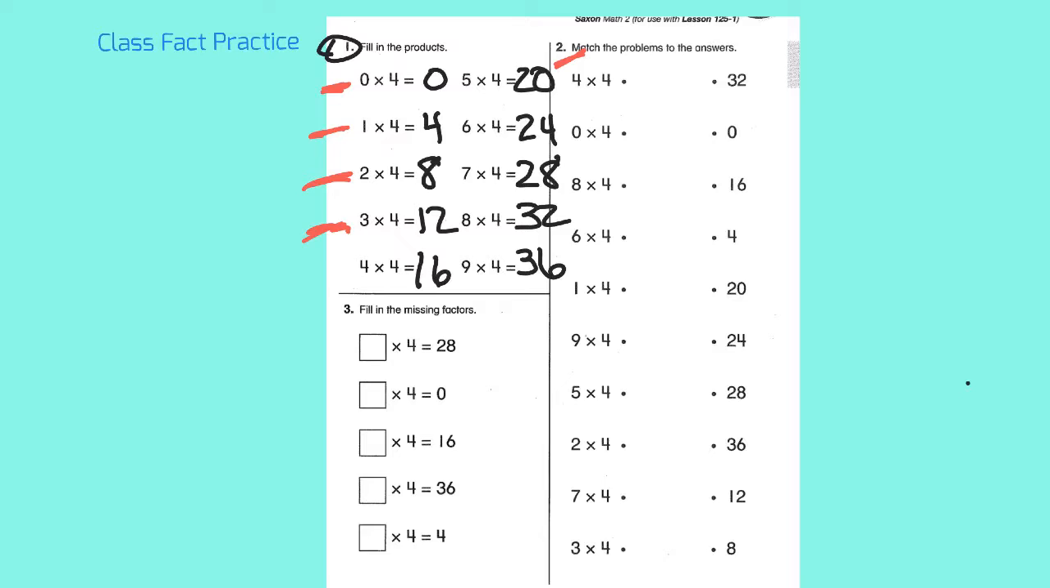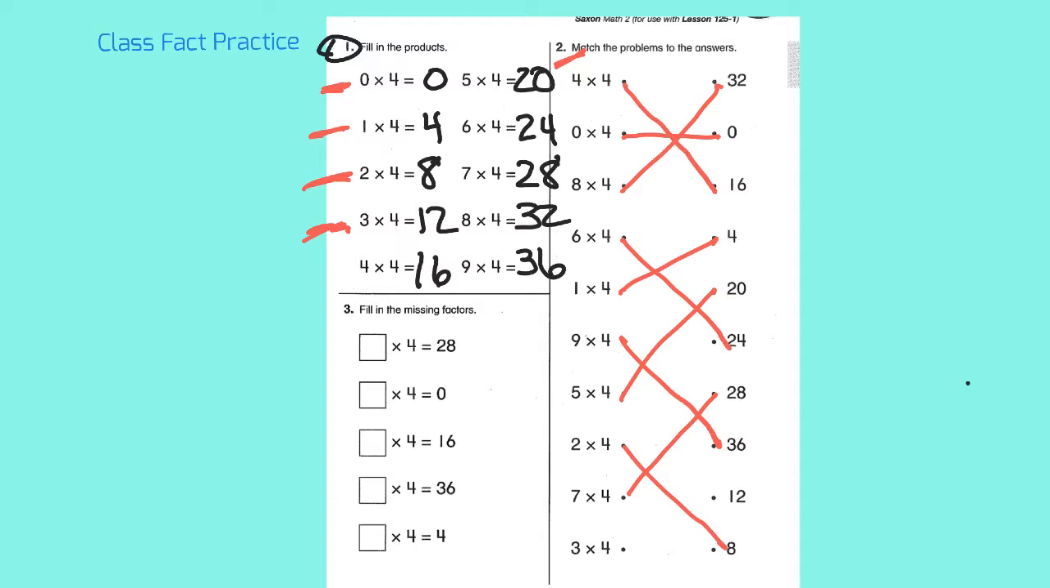All right, let's go over to section 2 and let's go ahead and match up. 4 times 4 is, get ready, 16. 0 times 4 is 0. 8 times 4 is 32. 6 times 4 is 24. 1 times 4 is 4. 9 times 4 is 36. 5 times 4 is 20. 2 times 4 equals 8. 7 times 4 equals 28. And 3 times 4 equals 12.